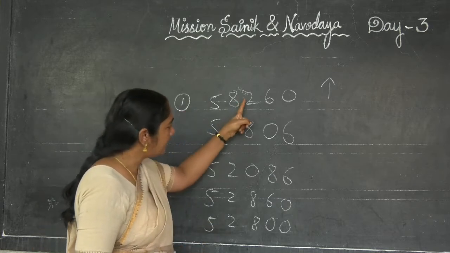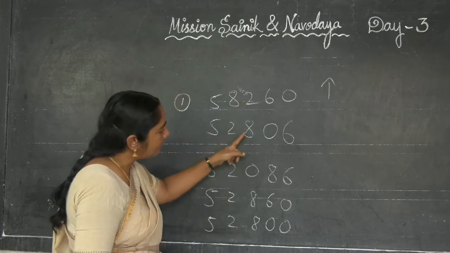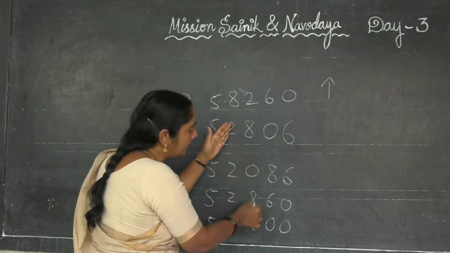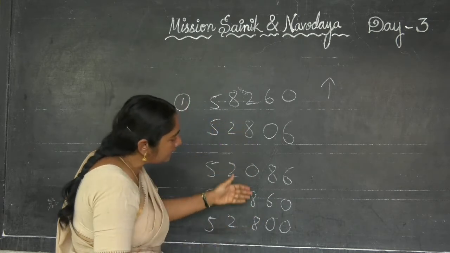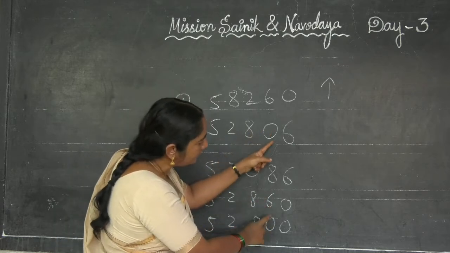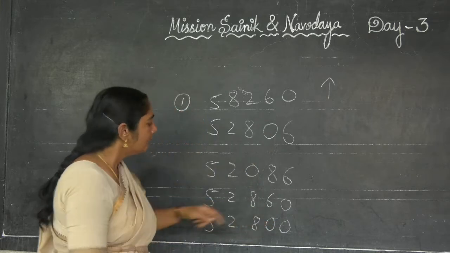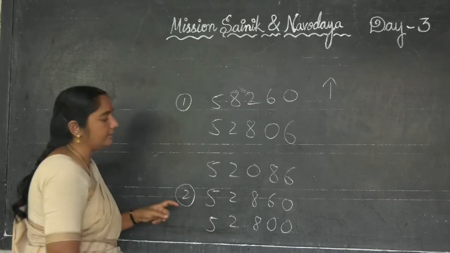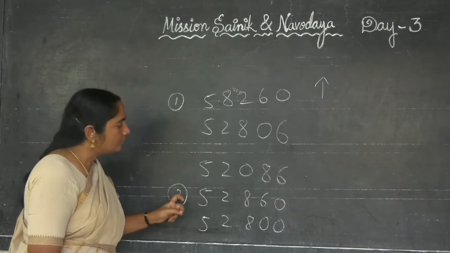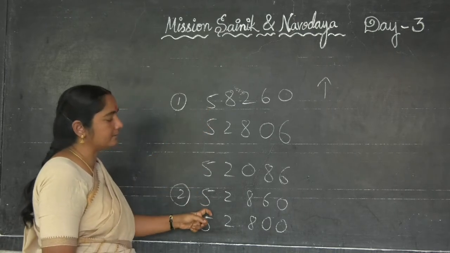Next largest number. Now you have to go to the hundreds place. Three of them have 8 there. Among these 3, which is the largest? Again you go to the next digit. In these 2 cases it is 0, but in this case it is 6. So we can give this the second rank. I think now you understood. After the first number, the second largest number is this.